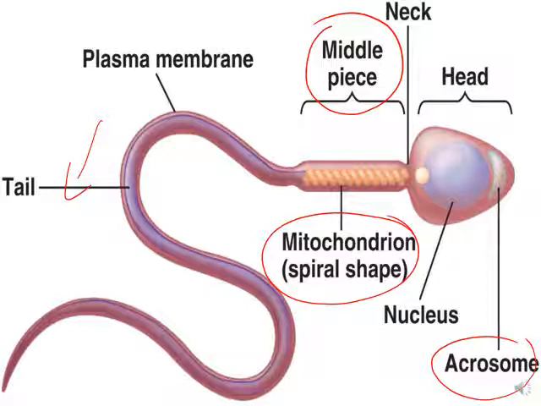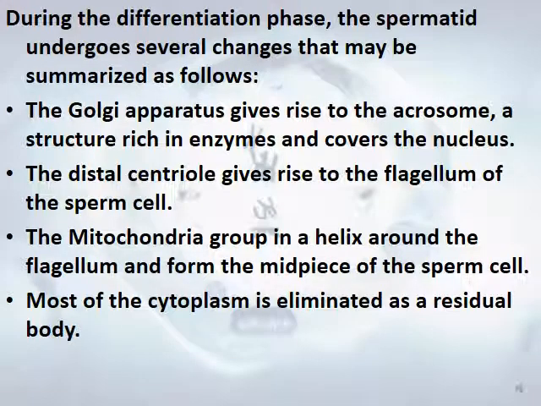The last phase is called the differentiation phase, or spermiogenesis. It's the phase where the spermatids will give rise to sperm cells that are functional and mature, 1n, n/2, and 1 chromatid per chromosome. The produced sperms will be released into the lumen of the seminiferous tubule. As I said, during the differentiation phase, the spermatid undergoes several changes.